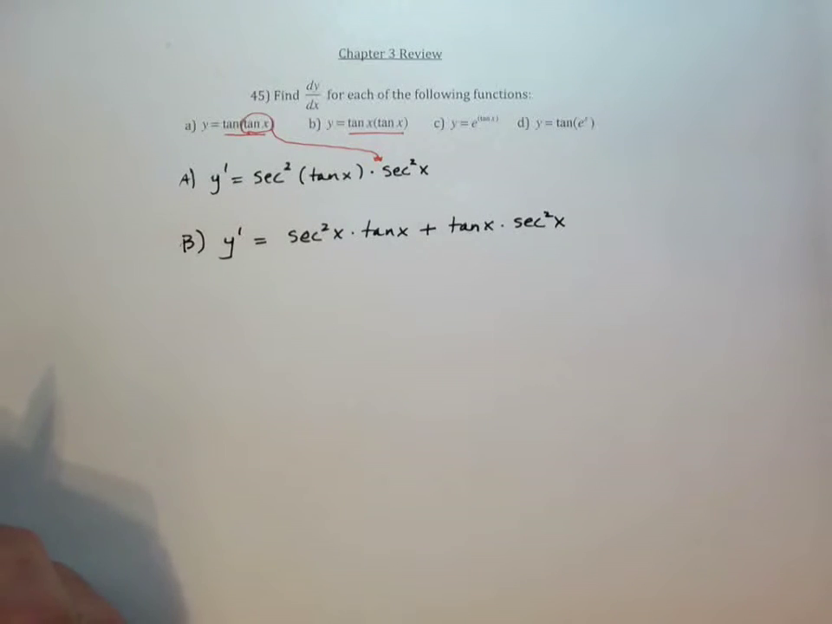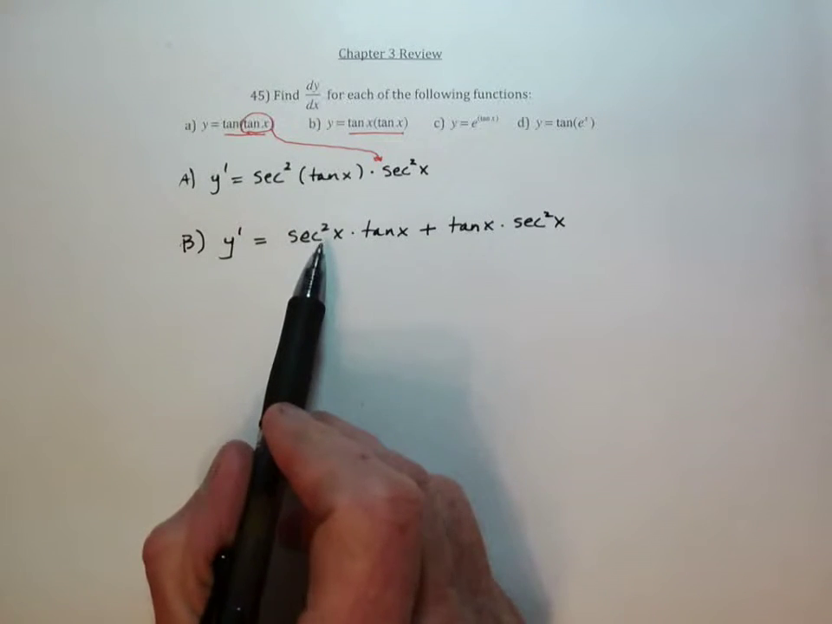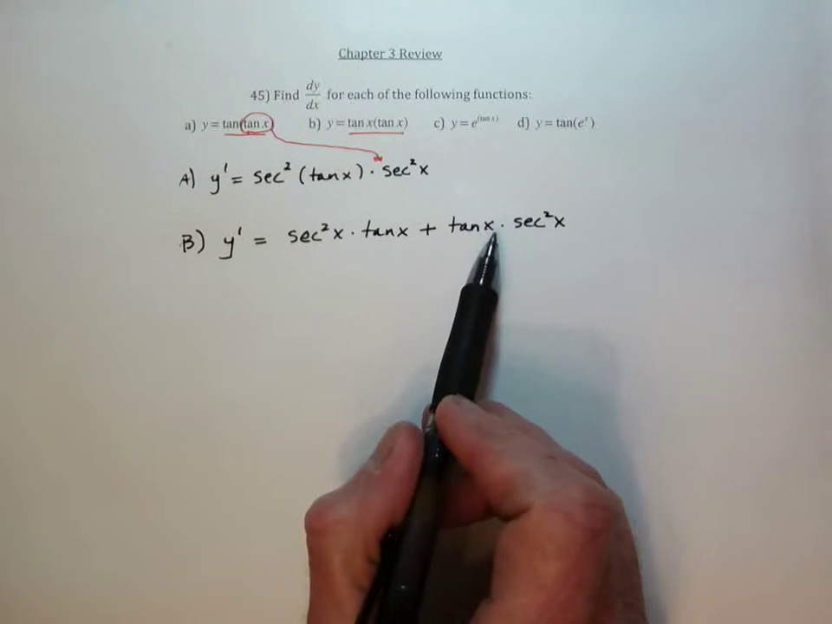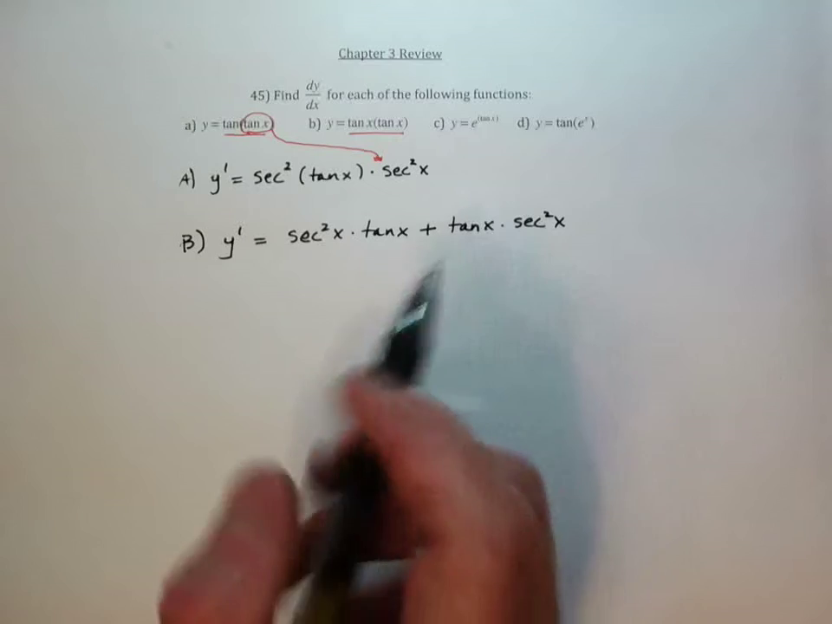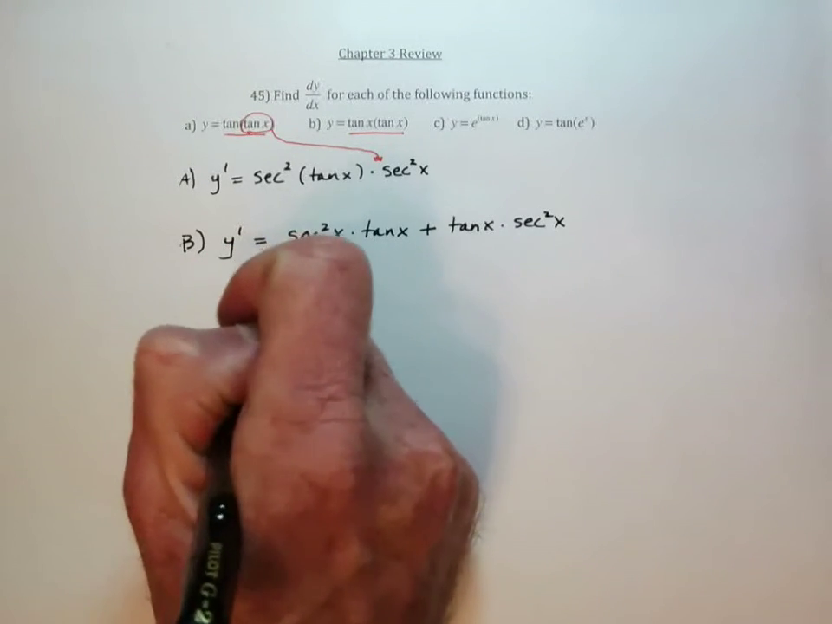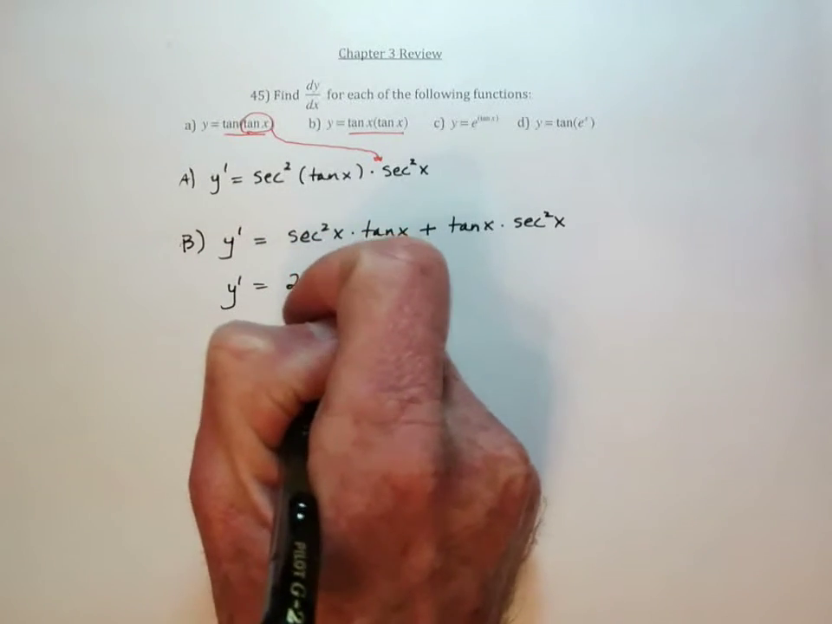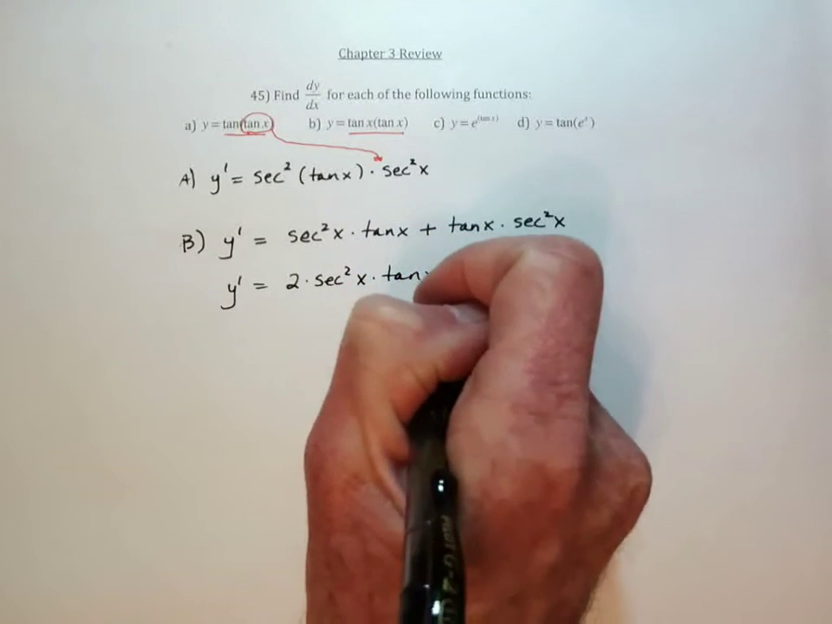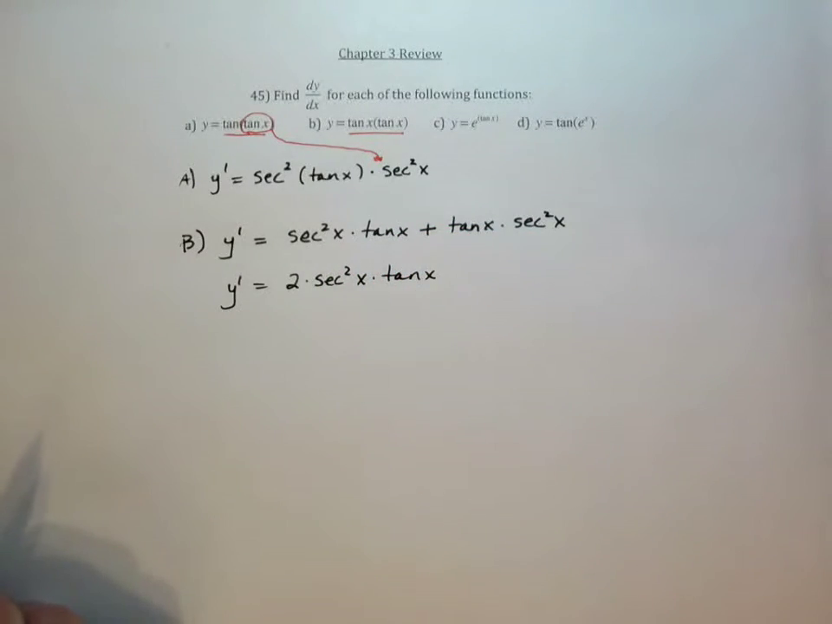And then can it be simplified? So this has secant squared times tangent, and this one has secant squared times tangent, and it's adding those two together, so in the end there are two of them that say secant squared times tangent. And part B is finished.